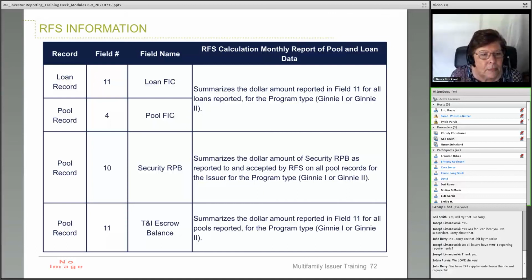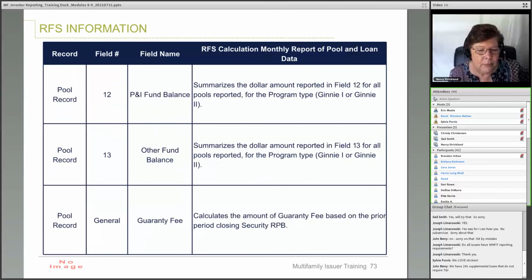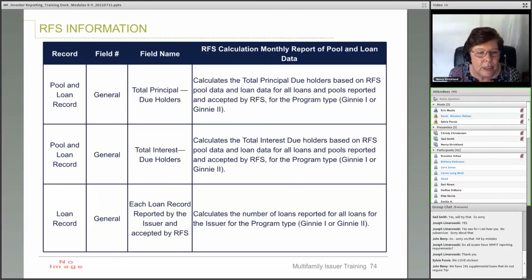So the loan record, field 11, loan FIC, is going to be compared to the pool record FIC, and if it does not agree, an alert will generate. So anyway, there's 2 slides on this to help you understand what goes on behind the scenes. I'm sorry, 3 slides. 4?